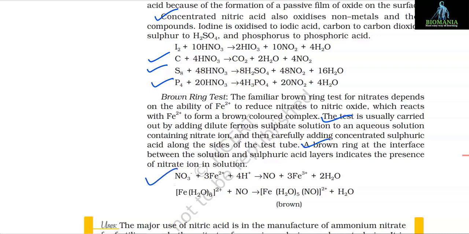NO3- + 3Fe2+ + 4H+ gives NO + 3Fe3+ + 2H2O. [Fe(H2O)6]2+ + NO gives [Fe(H2O)5(NO)]2+ + H2O, and its color is brown.